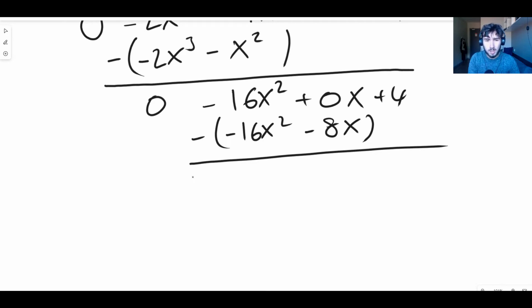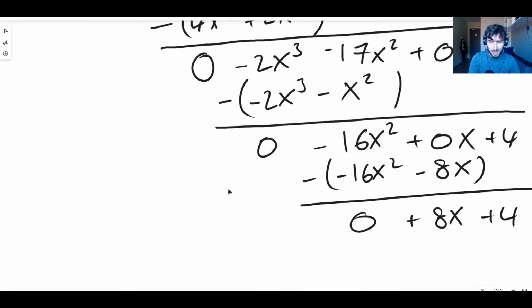So 16x squared minus minus 16x squared is 0. Look at all these zeros. Pay attention to that. We should always be getting zeros coming down like that, otherwise you're doing it wrong. Okay, and then we do 0x minus minus 8x. That's plus 8x. Good. And the 4 can come down, so we get plus 4. This is looking very good.